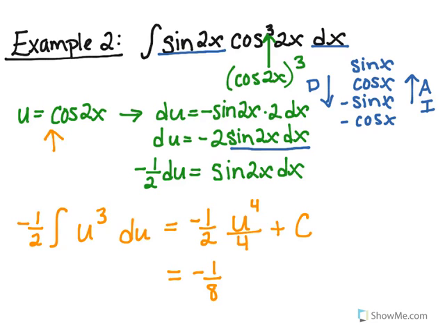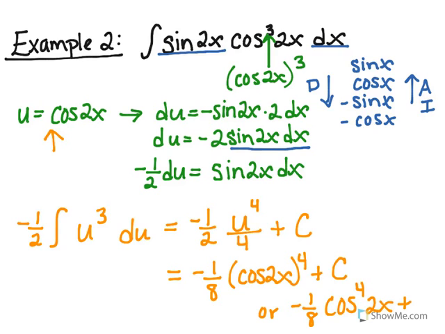So you can write it in one of two ways. You can do parentheses, cosine 2x, close parentheses to the 4th. Or you can write your final answer as negative 1/8 cosine to the 4th of 2x plus c. Either answer is acceptable. We're going to take a look at one more trig example in class tomorrow. So that's it for tonight, and we'll do a few more tomorrow before we try some more practice problems.